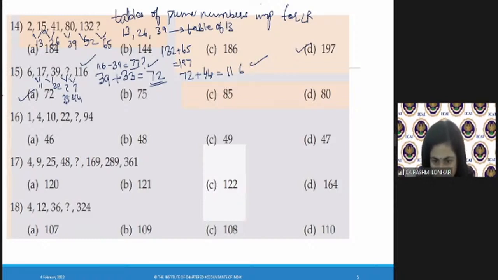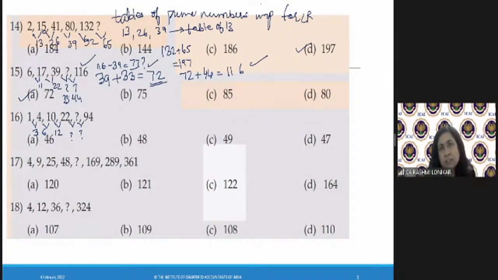Now let us go to the 16th sum. What is this difference? 4 minus 1? This is 3. What is this difference? 6. 10 minus 4. What is this difference? 12. What is this difference? I don't know. And what is this difference? I don't know. Okay. So what is happening over here?